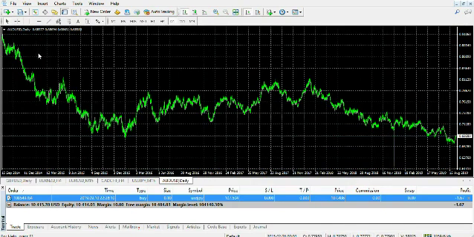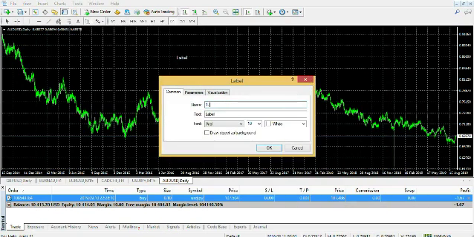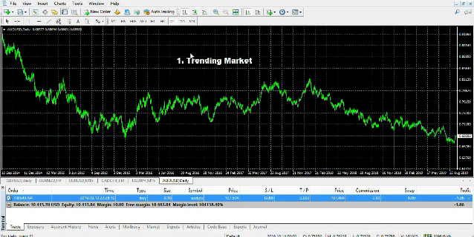And then secondly, we need two indicators. First is a moving average, a 60 moving average. So let me just write out what we need. Text number one, trending markets. I'm going to increase the size of that so everybody can see it clearly. White, Arial black, draw object as background. So, trending market, that's the first thing you need for this strategy.